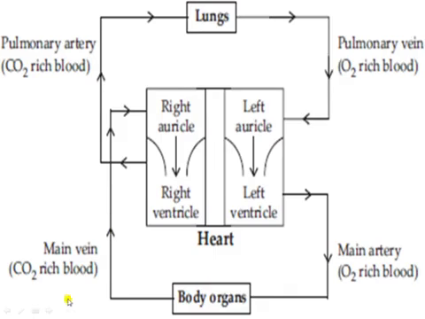So this carbon dioxide rich blood, this deoxygenated blood, is collected by the vein. Carbon dioxide rich blood is deoxygenated blood, and oxygen rich blood is oxygenated blood. Okay, then from the body organs, the carbon dioxide rich blood or the deoxygenated blood via veins goes to the right auricle. Okay, from the right auricle it goes to the right ventricle, and then it goes to the lungs via pulmonary arteries.